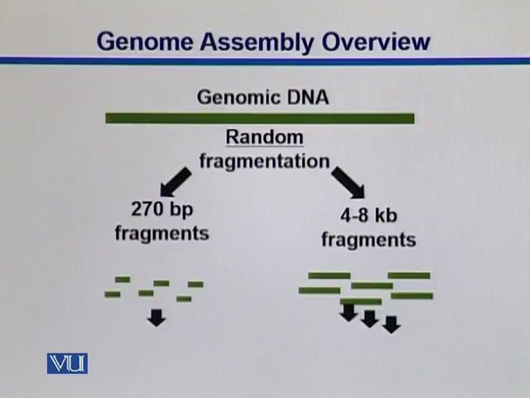So when we take that genomic DNA, we do random fragmentation. We can break into longer fragments and we can break into shorter fragments. Both processes have their pros and cons, advantages and disadvantages. So what we do here is, on one side we have those 270 base pair fragments, and on the other side we have longer fragments, which are 4 to 8 kb fragments. Depending upon your question, depending upon the sensitivity of your experiment, you can vary these lengths.